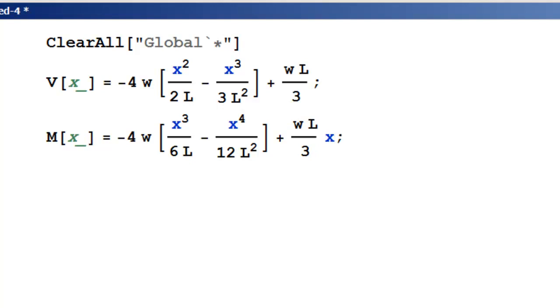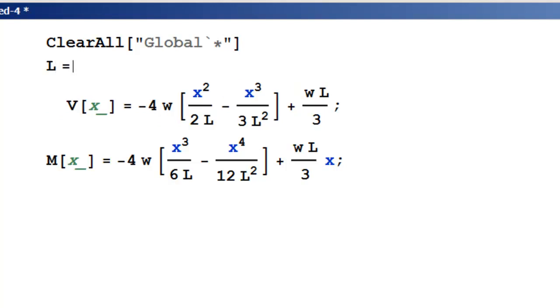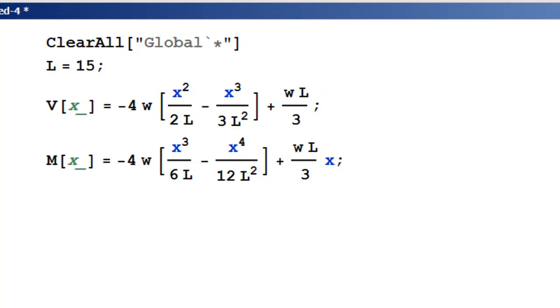Okay, now I will ask Mathematica to plot these two equations, but for Mathematica to understand how these things work, I need to define L to be 15, just don't mind the units for now, and I will define W to be 10.